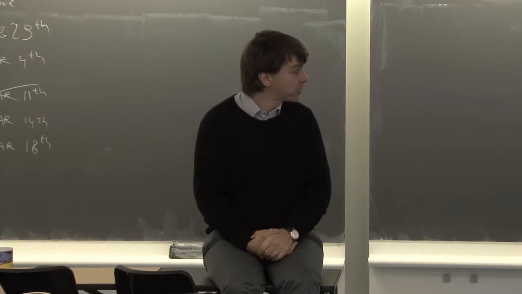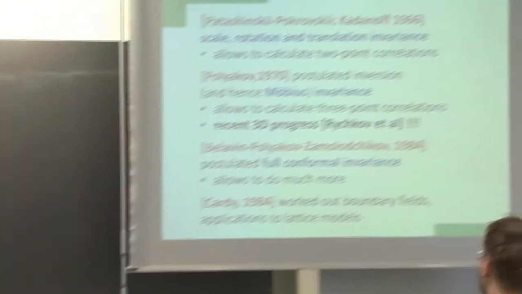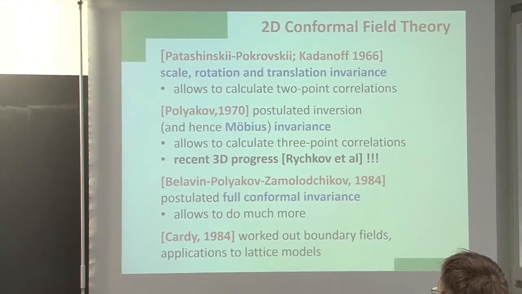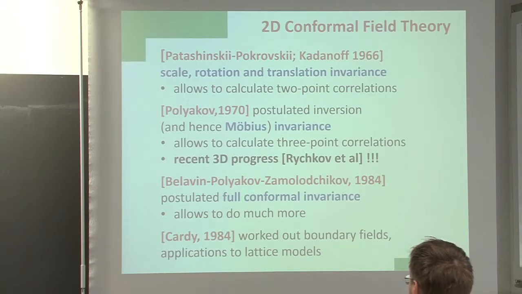mappings. And then there was a leap of faith, not particularly motivated, by Polyakov, who also assumed invariance under inversion. So it gives you all the Möbius transformations. And this allows one to calculate three-point correlations. That was also used recently, by Rychkov and others, in dimension 3. But one has to be more careful. There is some covariance, so it's a bit more difficult to do. Then there was the next leap of faith, in the very famous paper in 1984 by Belavin, Polyakov, Zamolodchikov, and they assumed full conformal invariance.